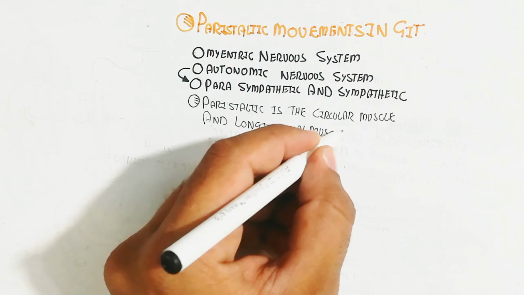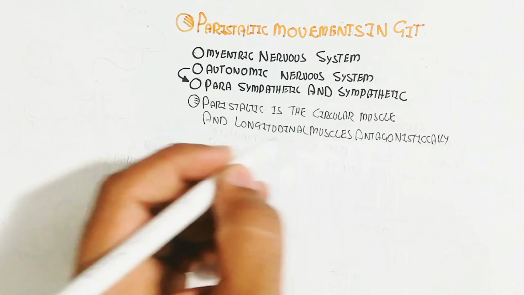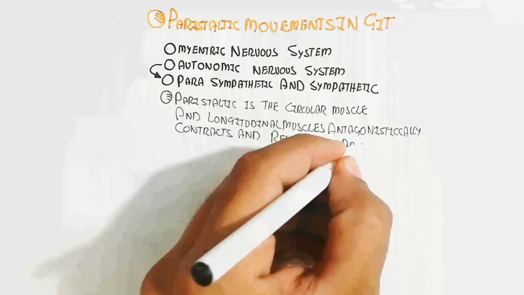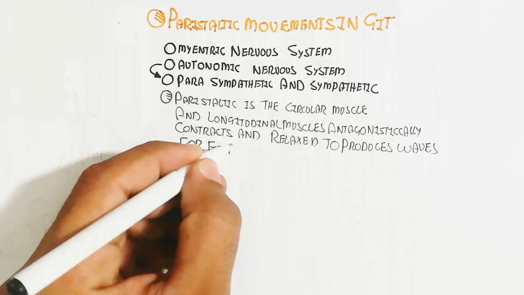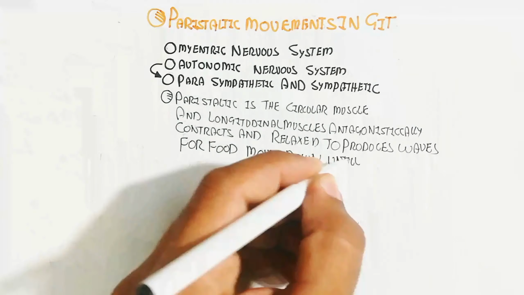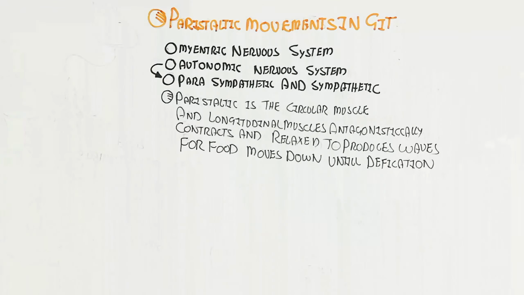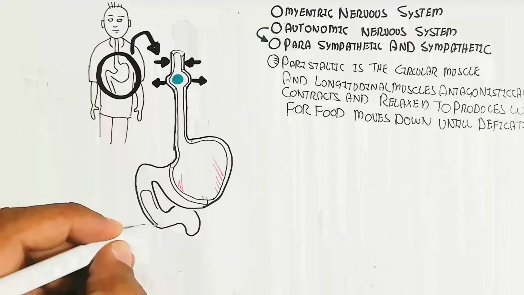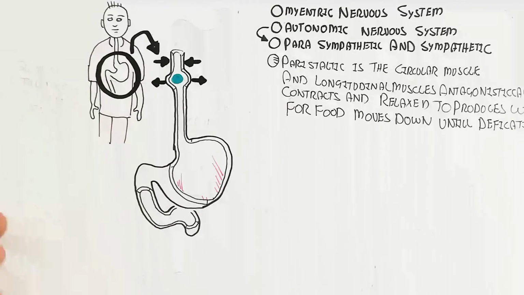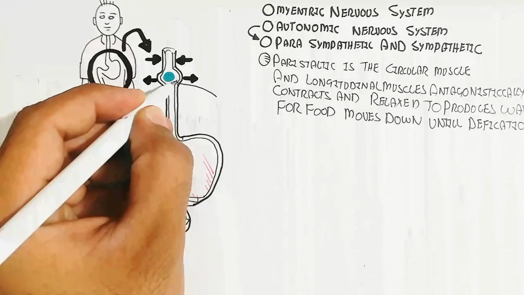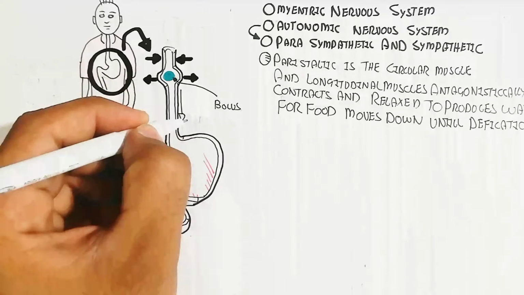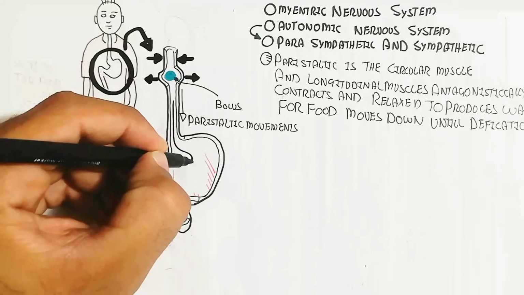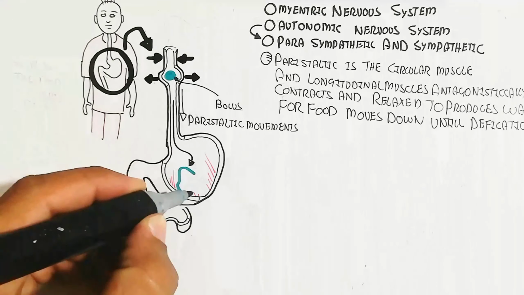In peristalsis, the circular muscle and longitudinal muscle antagonistically contract and relax to produce waves for food to move down until defecation. So let's understand how it can occur. Remember, the circular muscle contracts behind the bolus, or behind the food, and the longitudinal muscle at the same place relaxes. Where the bolus is present, the circular muscle should be relaxed to increase the surface area, to move the food further forward. This is the peristaltic movement.